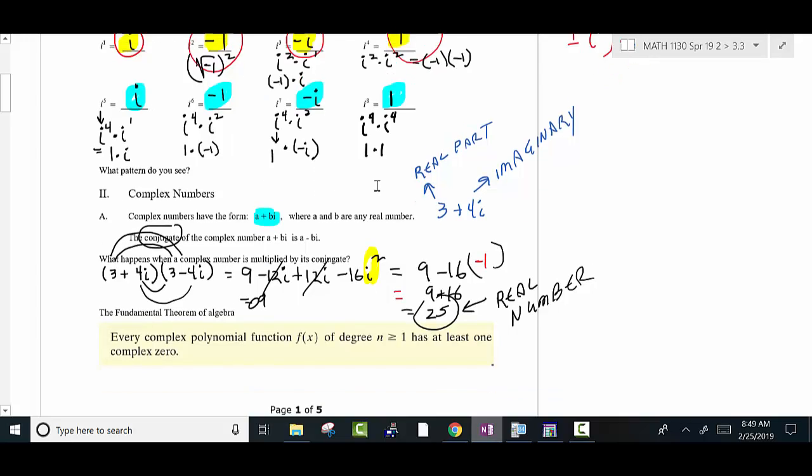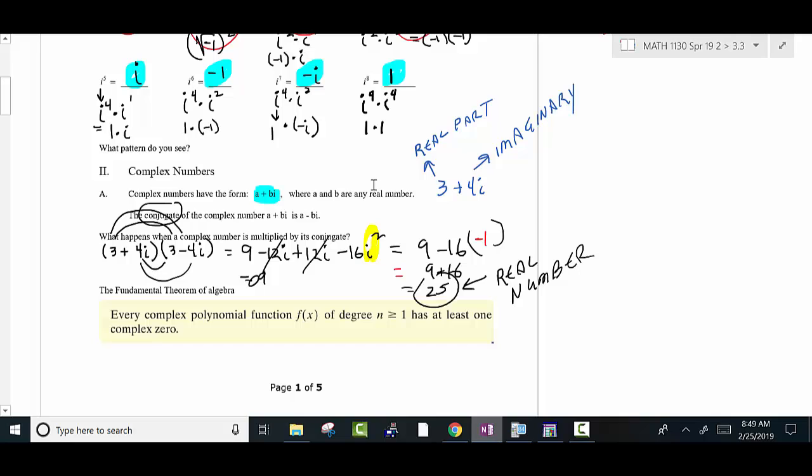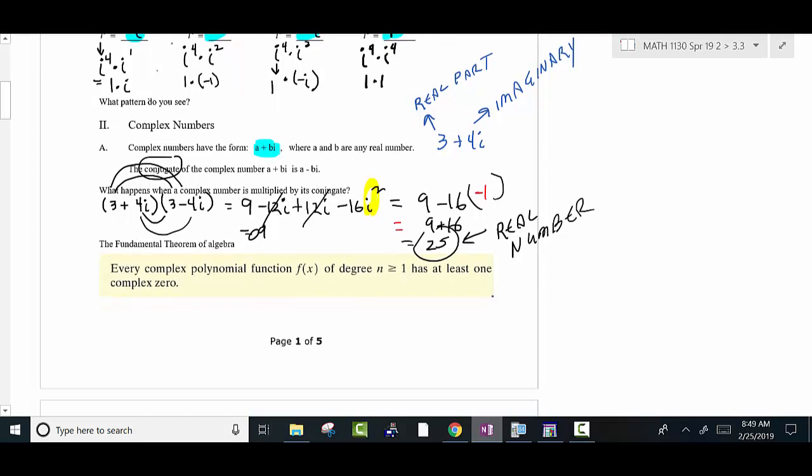So in general, what I want to look at is the fundamental theorem of algebra. I want to do a couple more things and we'll take a break here in a little bit. Okay, so every polynomial function of degree greater than or equal to 1 will have at least one complex 0. Okay, so everything is going to have at least one complex 0. All right.